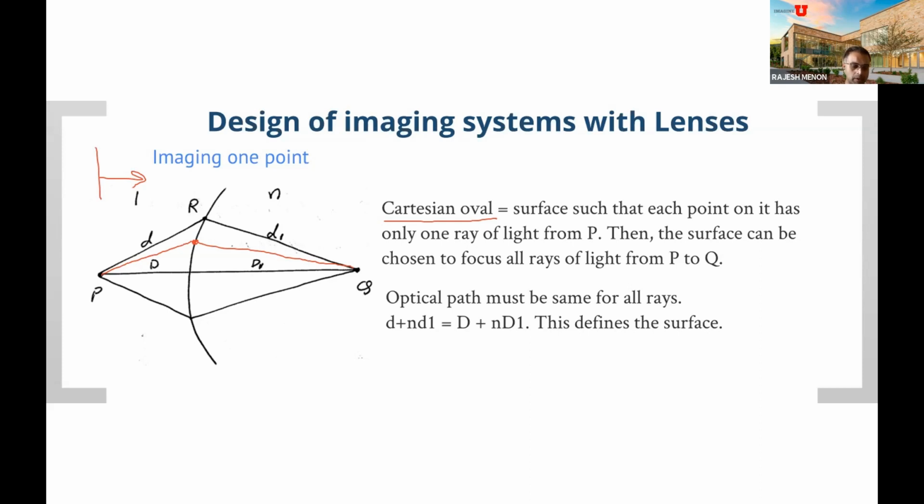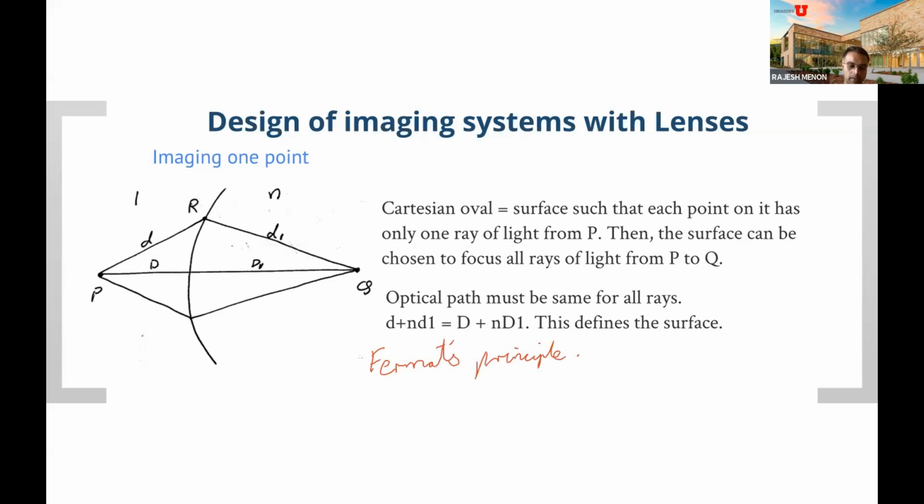So if I have a single point here, I can draw an arbitrary ray, and I can come up with a surface such that all the rays end up at Q. That's a very profound statement, by the way, which means that I can now define a perfect lens, for a single point. Now, there is something called Fermat's principle, which we will see again, but I want you to get an intuition for it, because it also applies here.